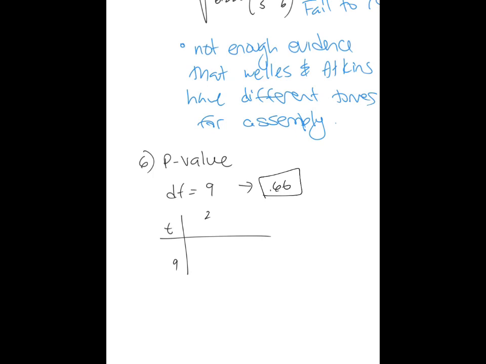If you look at your table, and we're really looking at the two-tail section, you have 0.2, you have 0.1, you have 0.05. When you go to 9 degrees of freedom, the first number there is 1.383. The second number is 1.833, etc. What you'll notice is that this 0.66 is going to come somewhere before this 1.383. Therefore, the p-value is going to be greater than 0.2.